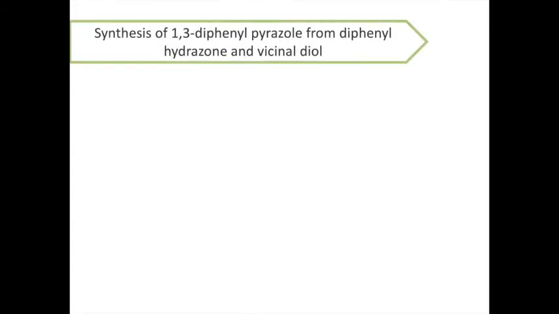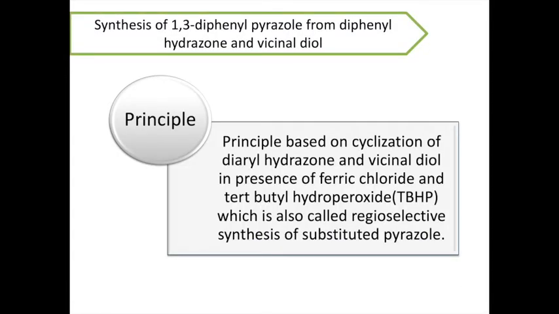It is based on the cyclization reaction. So, cyclization of diaryl hydrazone and vicinal diol in the presence of ferric chloride and tertiary butyl hydroperoxide will give a 1,3-diphenyl pyrazole, which is also called a regioselective synthesis of pyrazole.